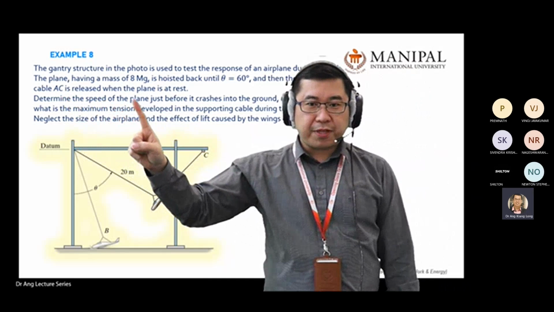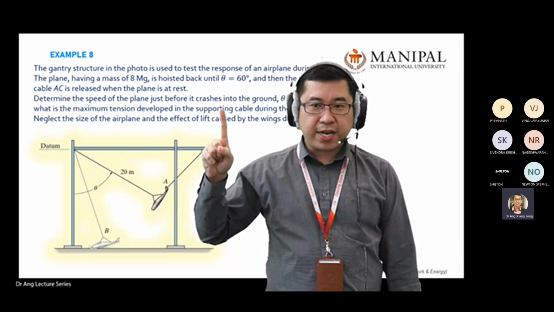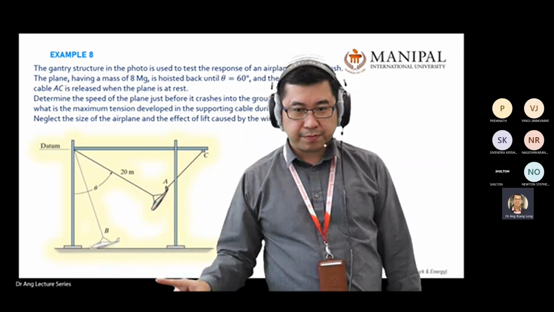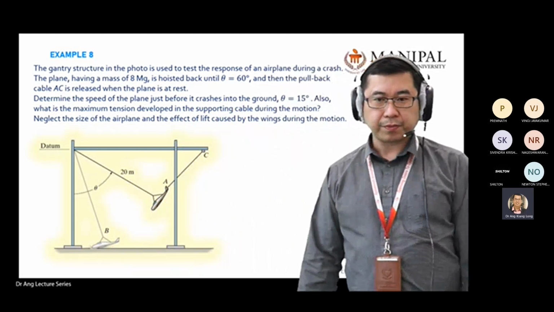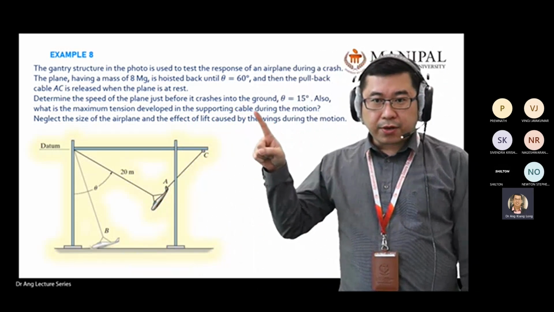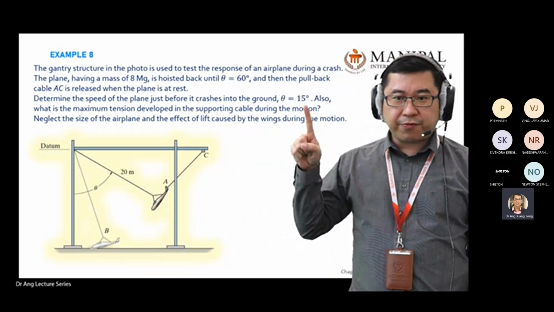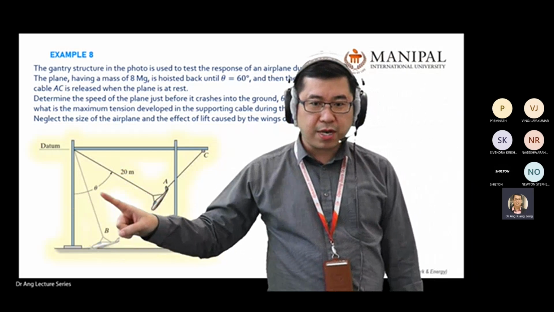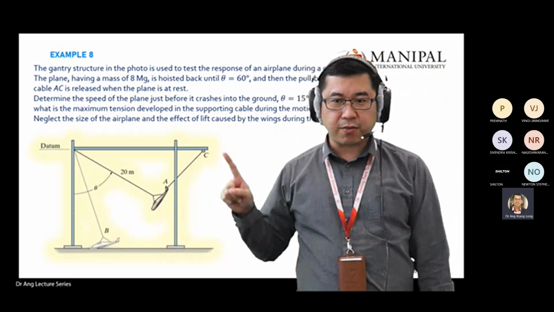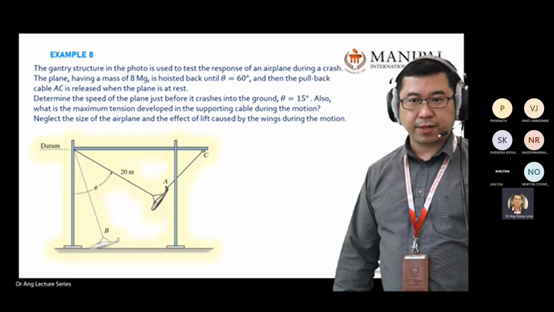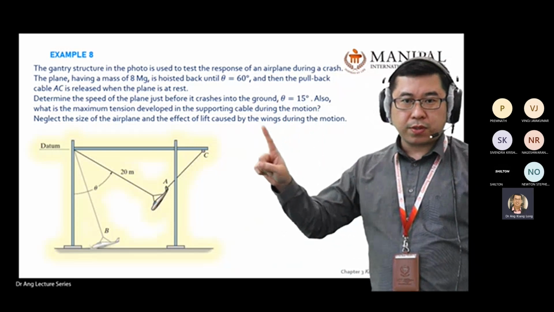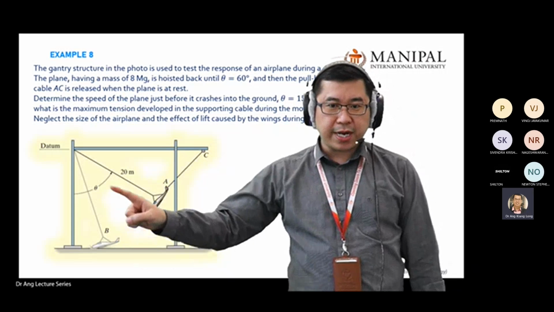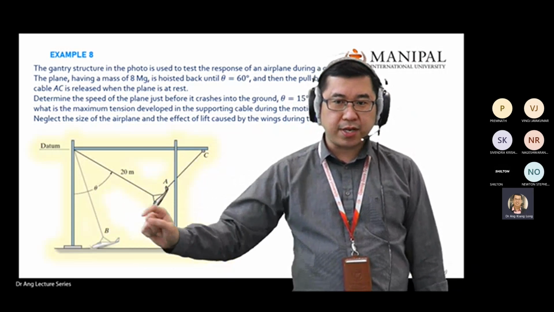Determine the speed of the plane just before it crashed into the ground, meaning from A until here. It crashes into the ground at an angle of 15 degrees. So from 60, it crashed into the ground at an angle of 15. First you need to find the speed at this location B here at 15 degrees.